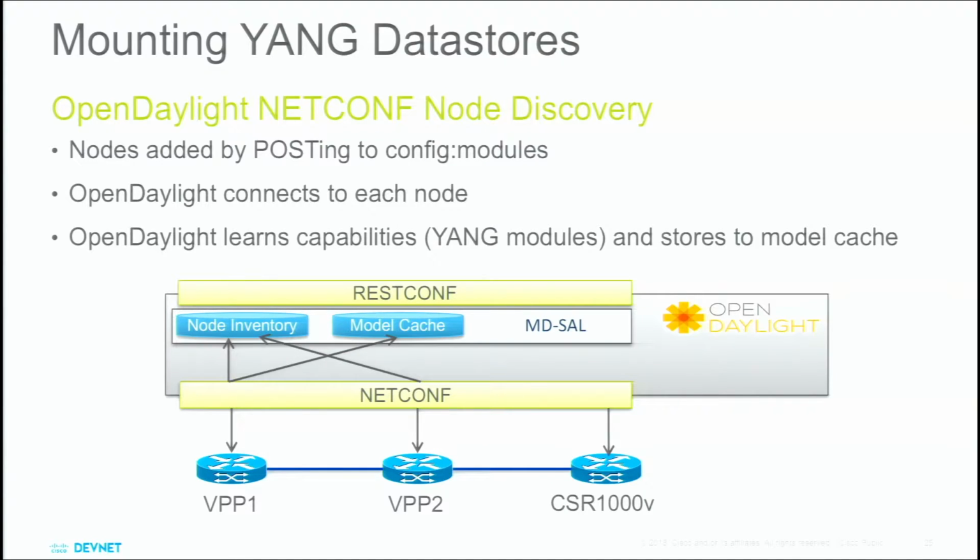Now I go to the CSR1000v, establish a NetConf connection to it, again using SSH. I learn all of its Yang models. It has some of the same Yang models as VPP1 and 2, but there's some that are specific to it. So that means I have a few more models to add into my cache. I add the CSR1000v into my node inventory, and I add those new models into my cache and generate that extra bit of code that I need to work with those new models. So now dynamically, I've been able to discover these devices, and OpenDaylight's able to interact with all of them based on the Yang models that they supported.